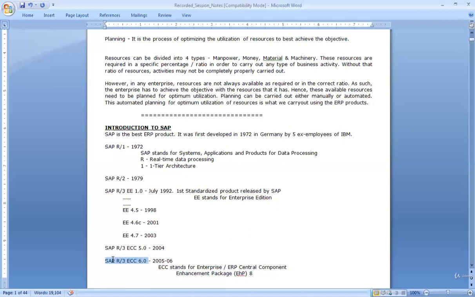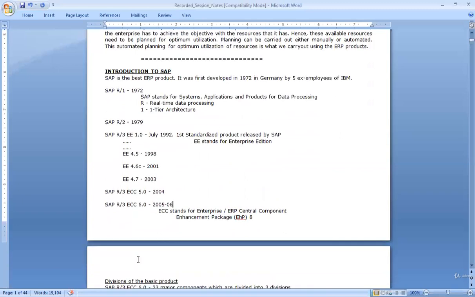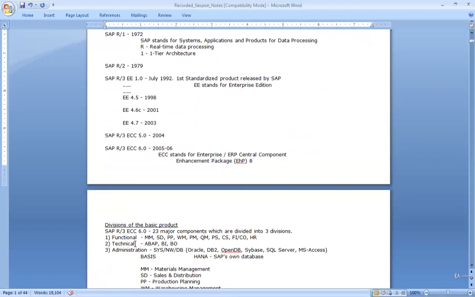Now the product that we're going to use, let's talk a little bit more about it, and understand what type of divisions and major components it has. The SAP R3 ECC 6.0 product has 23 major components which are divided into 3 divisions: functional, technical, and administration. The functional division is used for handling all the business process related components. So here we have components like MM, SD, PP, WM, PM, QM, PS, CS, FICO, HR, and other such components which are used directly for carrying out business activities.